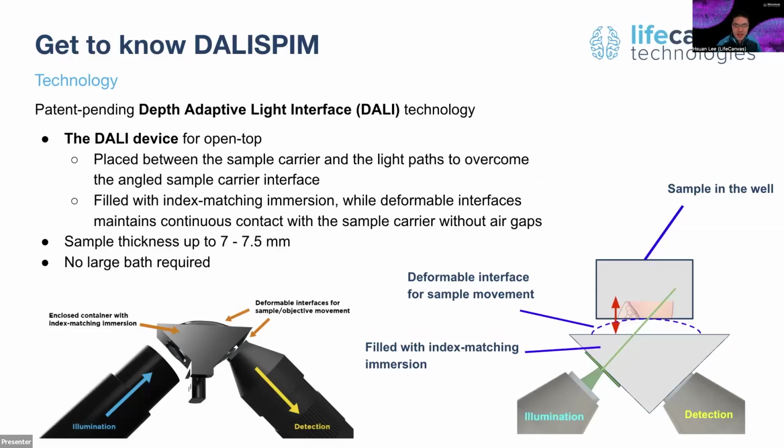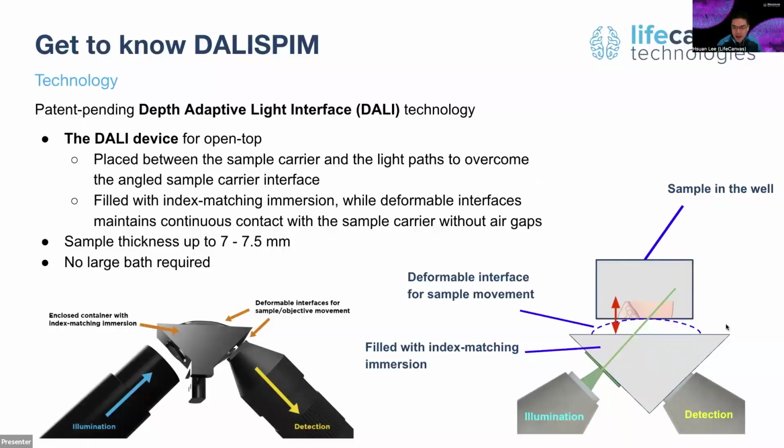The key idea is that there's a DALI device that is put between the illumination and detection path and the samples to prevent this angled sample carrier interface to the air, allowing for this open top configuration. So this DALI device is filled with index matching immersion, and the deformable interface maintains continuous contact to the sample carrier without any air gap. So when a sample is moving up and down, there's no air gap at all.